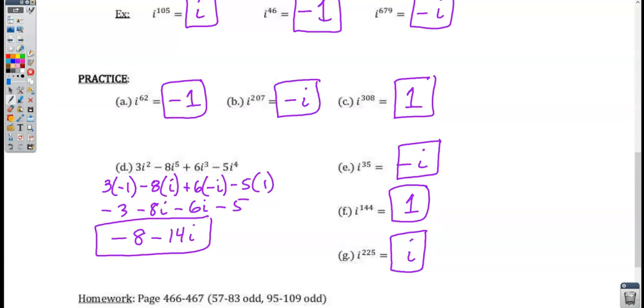All right, welcome back everybody. You see the answers to these practice problems. Please check your answers. Make sure you're okay with everything that you see going on here. And then you can go ahead and start your homework. You see your homework at the bottom of the screen here. It's page 466 to 467, 57 to 83 odd, and 95 to 109 odd. So go ahead and start working on that now.